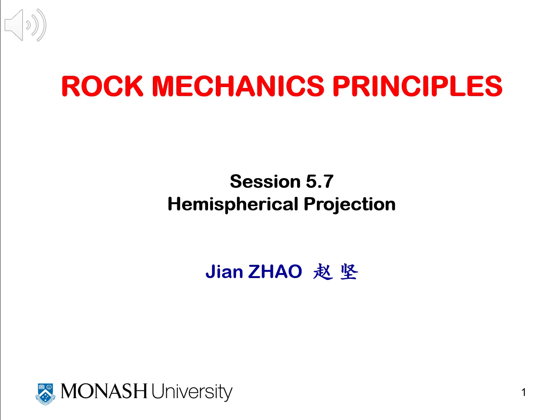In the last session, and in session 3.1, we have learned about joint orientation, how to measure them and how to express them in terms of dip direction and dip angle. In this session, session 5.7, I want to show you how we can use the hemispherical projection technique to analyze the orientation data.